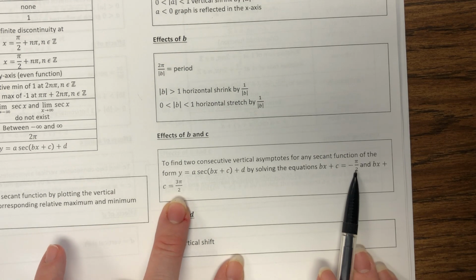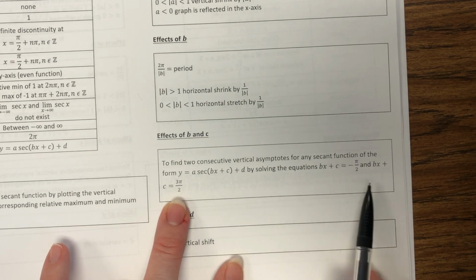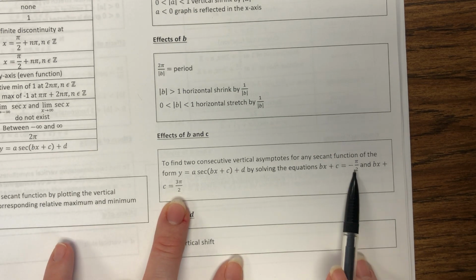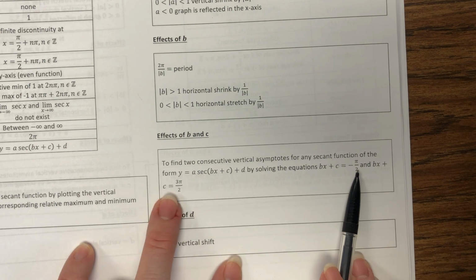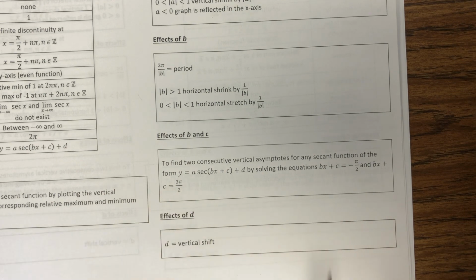Now, just like cosecant, there is an asymptote halfway in between those two, because this is the beginning of the period and this is the end of the period. And then, of course, we have D, which is our vertical shift. So it'll shift the graph up and down.